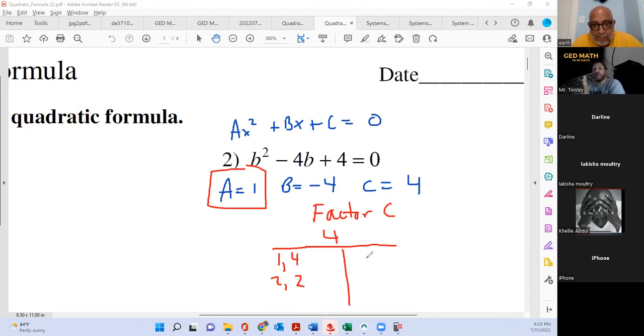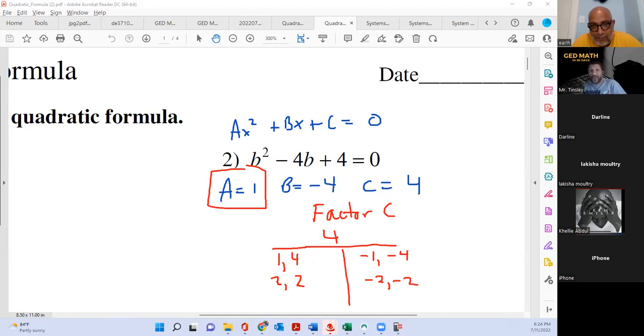Now we go on the other side. What are we going to do to get the factors on the other side? Negative 1 and what? Negative 4. Why? We are reversing the signs. So whatever signs you have on the left side, you are reversing them on the right side. Since they're both positive on the left side, they're going to be both negative on the right side. Everybody understand that? Okay. What's my last factor pair? Negative 2 and negative 2.